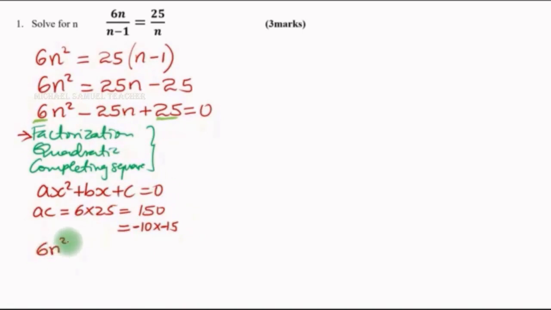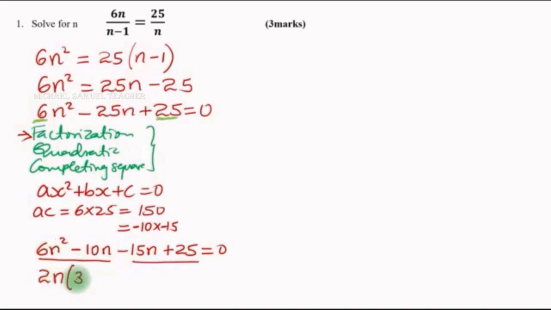That will be 6n squared minus 10n minus 15n plus 25 is equal to 0. So you can see the middle part we have expanded. Now we take them in pairs and factor out what is common. In our case here, 6 and 10, 2 is common, n squared and n, n is common. So 6n squared divided by 2n, we have 3n, minus 10n divided by 2n, we get 5.